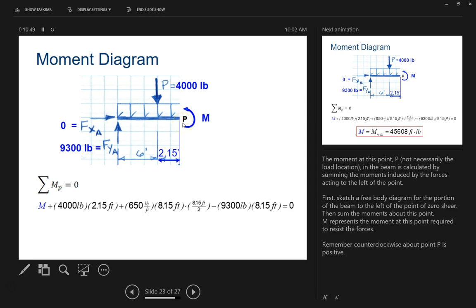That's where the summing of the moments induced by the forces is acting to the left of this point. So we're going to sketch a free body diagram for the portion of the beam to the left of the point of zero shear, then sum the moments about this point. M represents the moment at this point required to resist the forces. So remembering that counterclockwise about point P is positive.